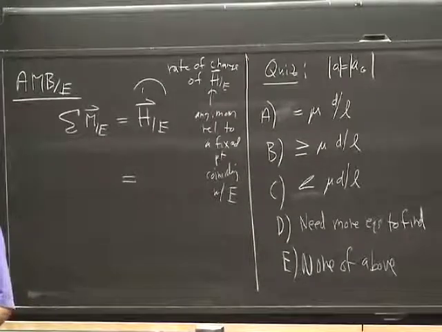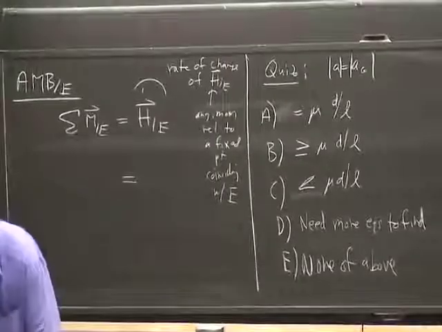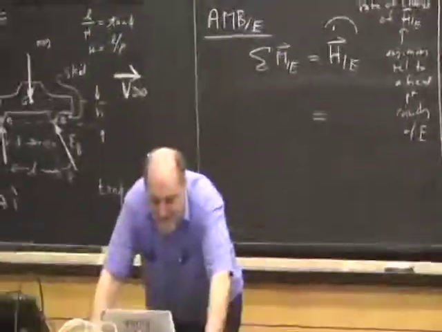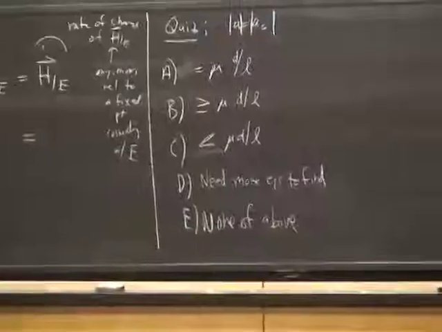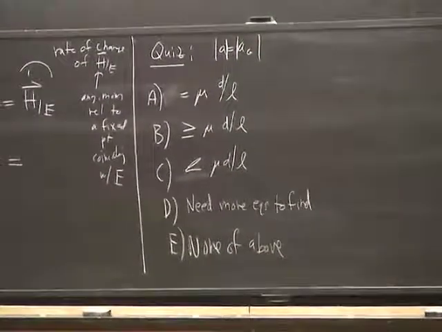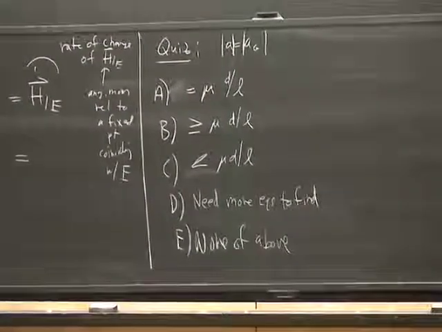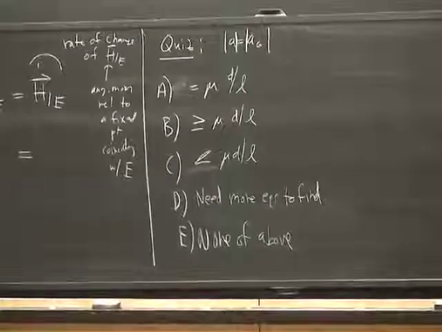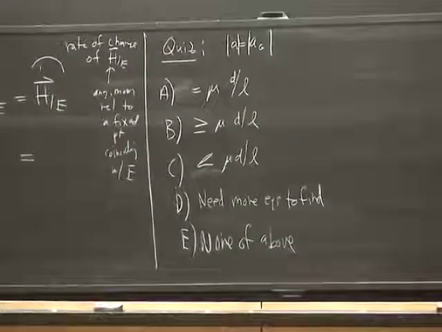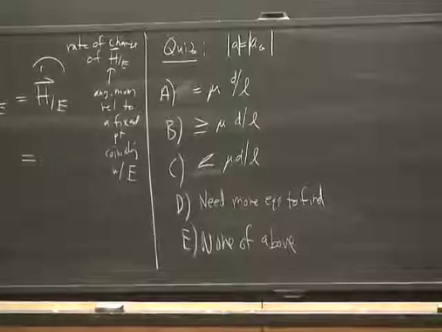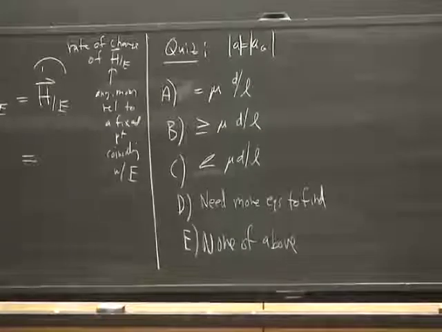Lock up the vote. Okay, 108 of you voted. 14 of you voted for A, 39 for B, 26 for C, 6 for D, and 23 for E. The majority of you voted for B, which is what I would call the right answer.